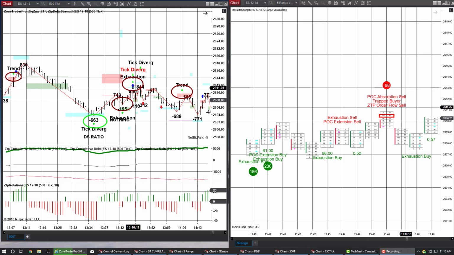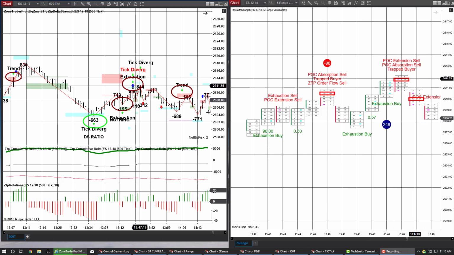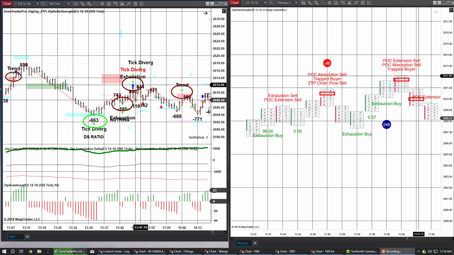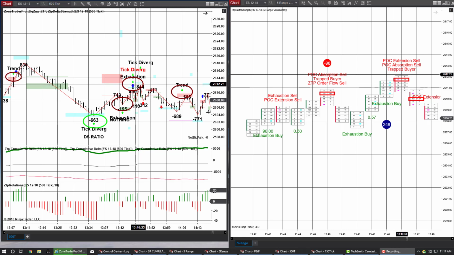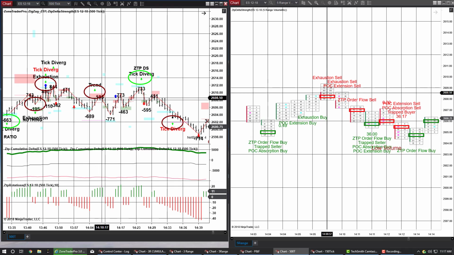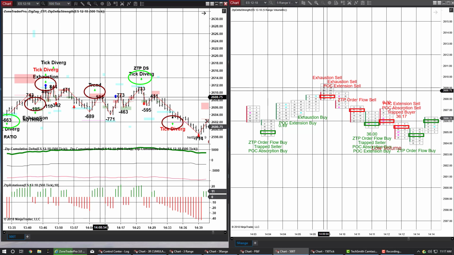no longer tick divergent. At the second tick divergence, just 2 bars later, while we did again have order flow, we didn't have any delta strength. We had a trend trade here that did have order flow, but it did not have any delta strength.